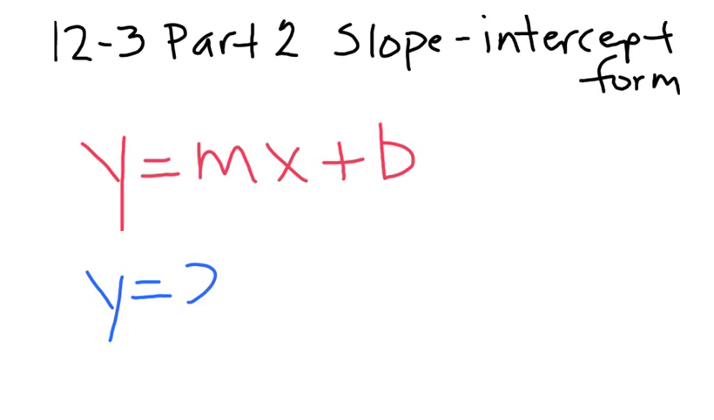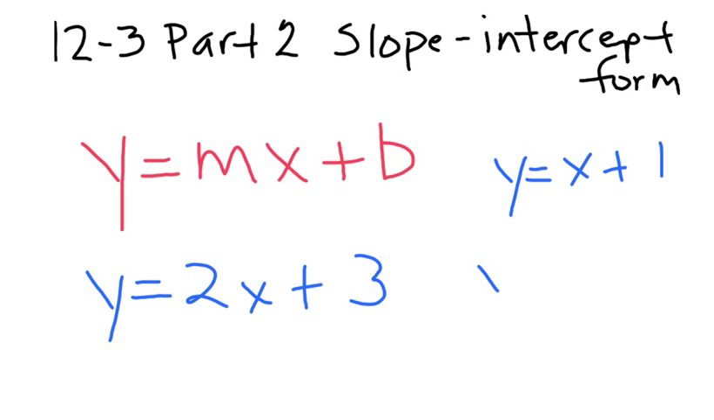Y equals 2x plus 3. That is in slope-intercept form. Y equals x plus 1. That is in slope-intercept form. Y equals 2. That's actually in slope-intercept form. You're going to find out how. Now, there's some things to know about slope-intercept form.